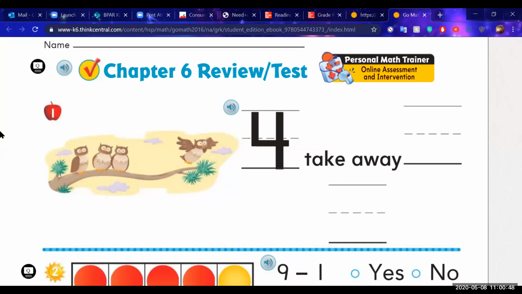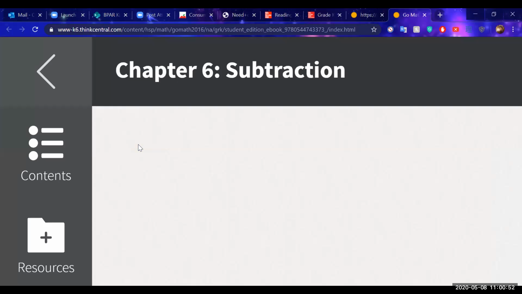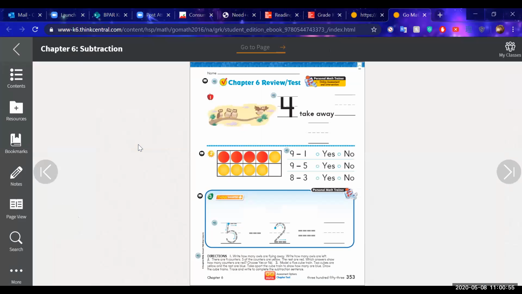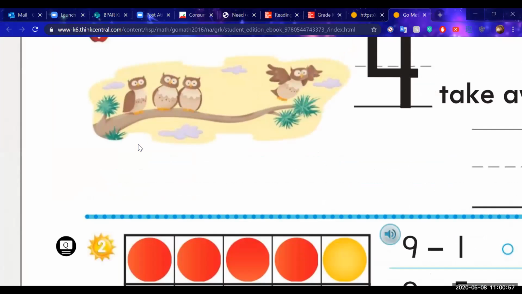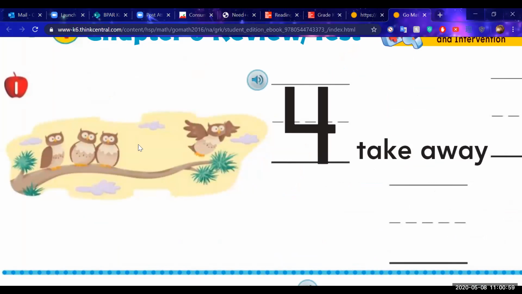Tell me, how many owls do you see all together in this picture? There are 4 owls in all. How many owls are flying away? That's right, 1 owl is flying away.